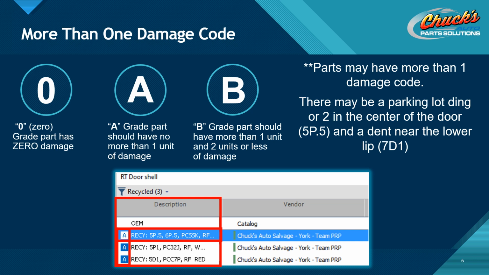The 0, A, and B are the only number and letter designations you'll see down the left-hand side of your column. Again, 0 is what you're looking for. No damage on that part. Should you buy a part that is not a 000 part, you'll have to adjust your quote accordingly, knowing that there's an additional tech cost to repair that damage.